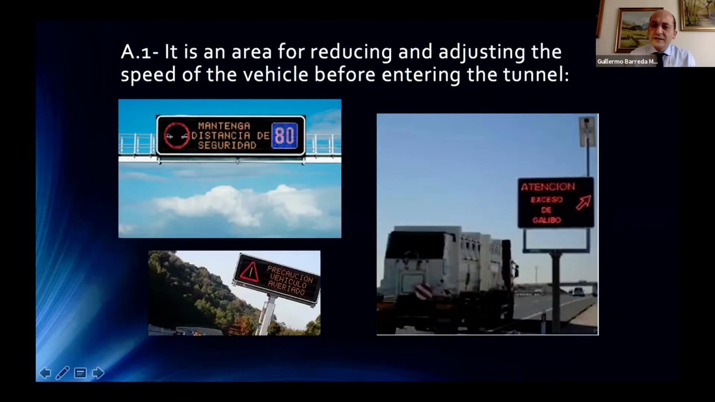And in this case, on the right side, we can see the sign of caution, excess of clearance. The case of this truck is that it is very tall, and it must leave the highway as soon as possible at the last exit before entering the tunnel. You can imagine if this truck goes into the tunnel, we will have a huge problem. So this area before entering the tunnel is an area with high density of information.